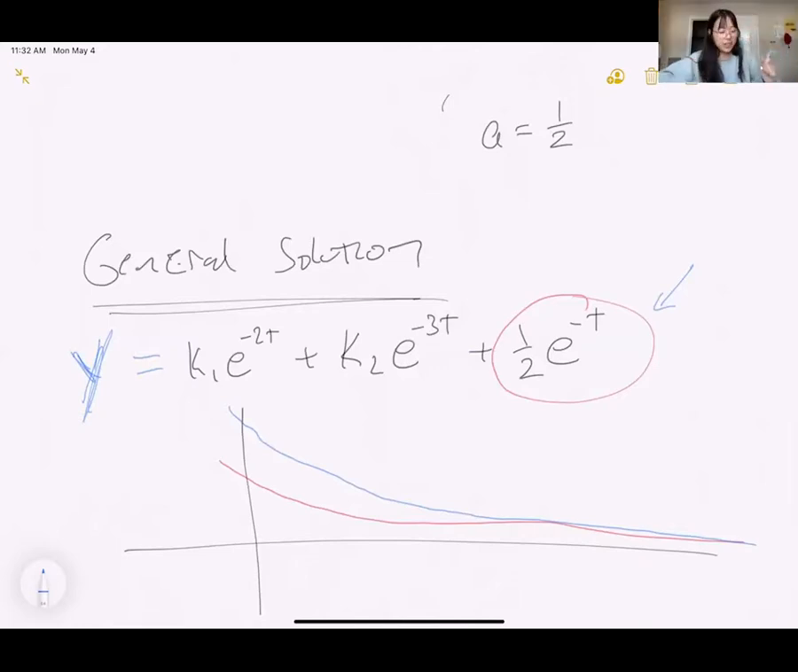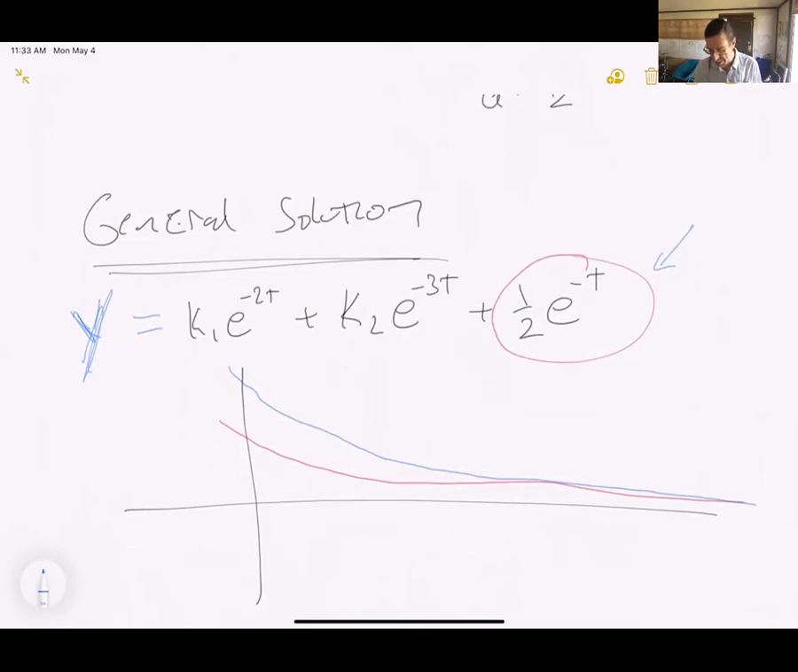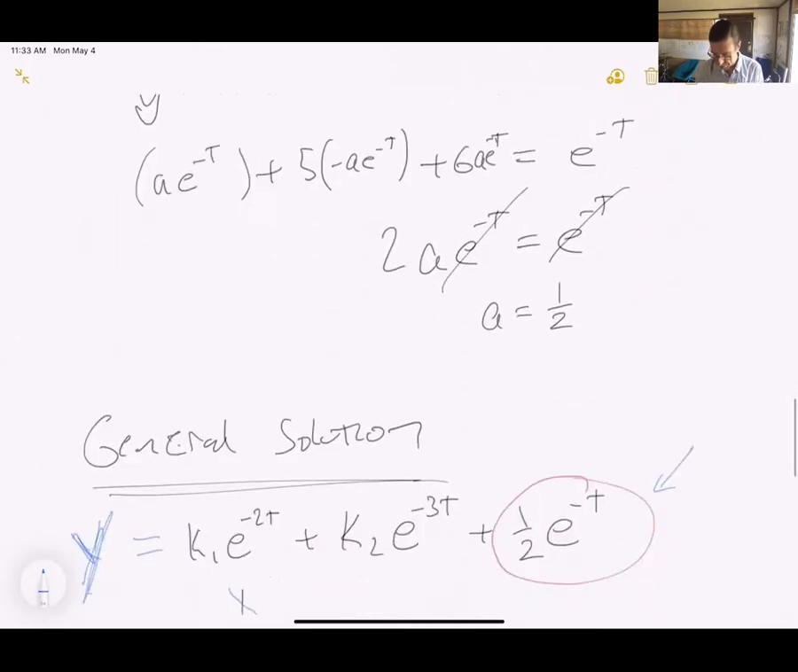Oh, okay, yeah, I get it. That makes sense? Yeah. And we found the specific solution before we found the general solution, but we got the general solution just by adding them. Okay, thank you. Sure. Remember, k1 and k2 can be anything. So if you set them both equal to 0, you just recover that one specific solution that we found by the method of undetermined coefficients up here.